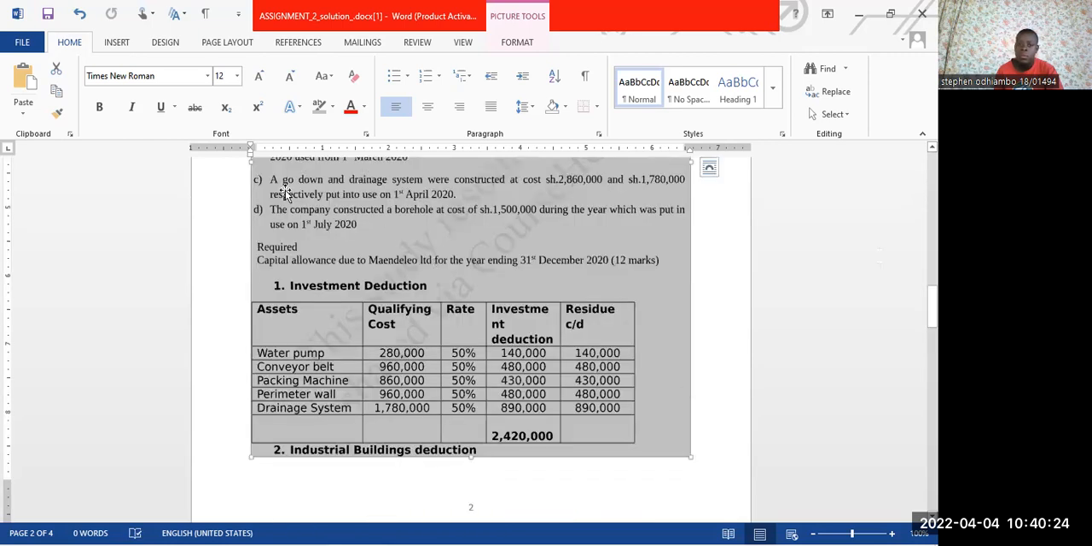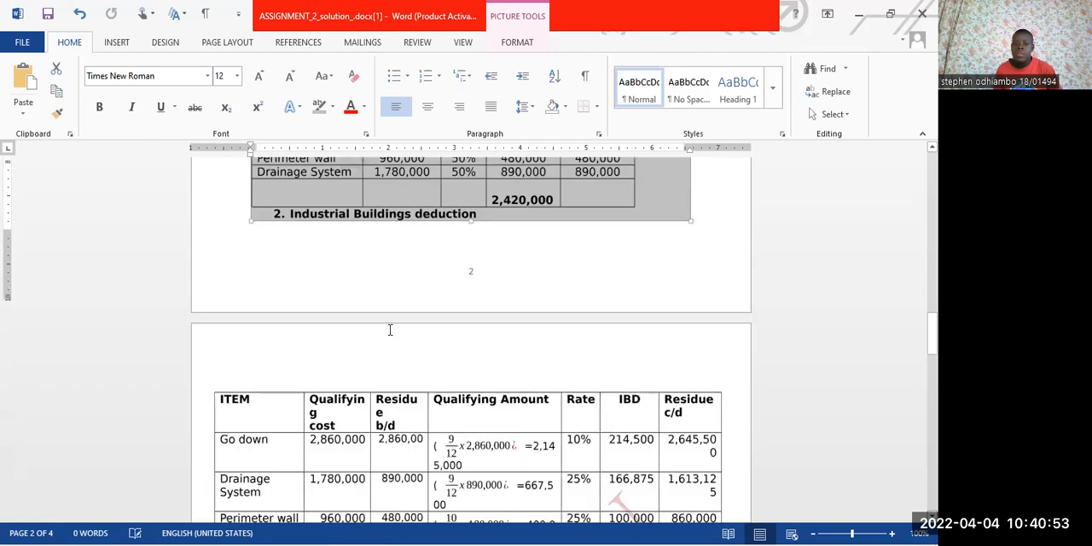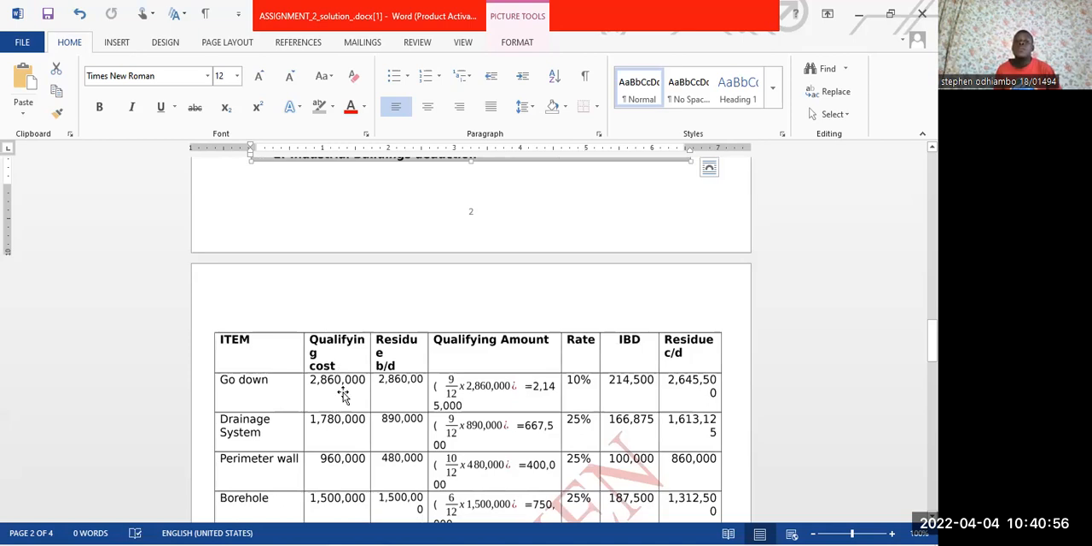was constructed at... So you can see in Roman C, a go down and drainage system were constructed at a cost of 2,860,000. A go down is just a building deduction in short. So if you come to building deduction, you are supposed to be writing the qualifying cost value. So we have 2,860,000. Then the drainage. Drainage is one of the building deductions.